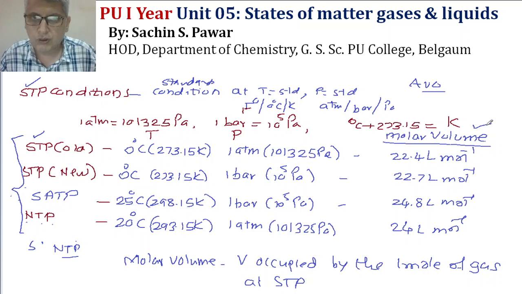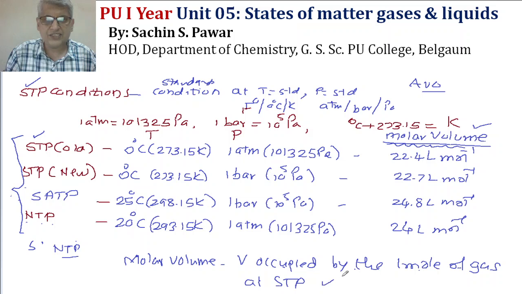You have already learnt about molar volumes in PUC first year unit number 1. I am again recalling it. Molar volume is the volume occupied by 1 mole of a gas at STP. If I say it is at 0 degree Celsius and 1 atmospheric pressure, it is 22.4 liters.